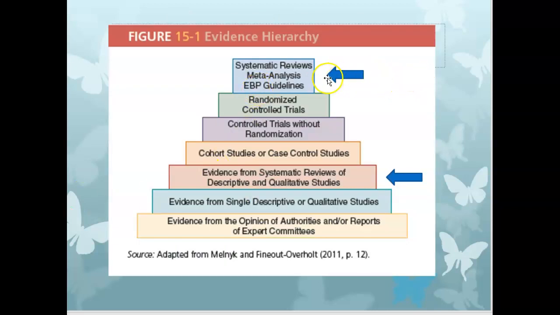So when we look at the pyramid, we can see the evidence hierarchy. What you're looking for with quantitative evidence is a systematic review, a meta-analysis, or an evidence-based practice guideline. This is a level 1. Down here is a level 5. This would be a summary if you were looking for something qualitative.